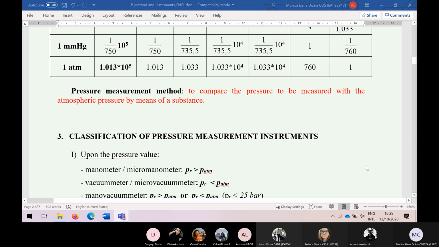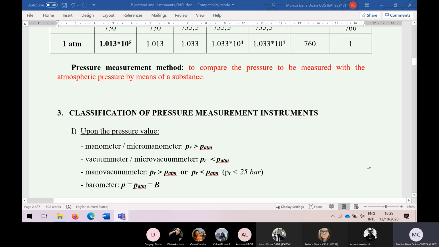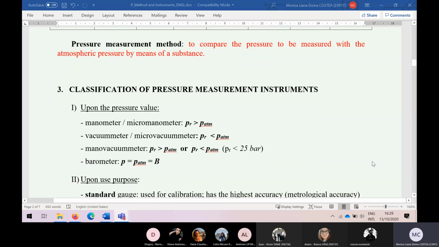So, classification of the instruments. We have 3 criteria. First of all, the pressure value, which turns around the atmospheric pressure. So we are speaking about manometer and micromanometer, measuring relative pressure greater than the atmospheric one. We have vacuum meter or microvacuum measuring pressure below this atmospheric pressure.